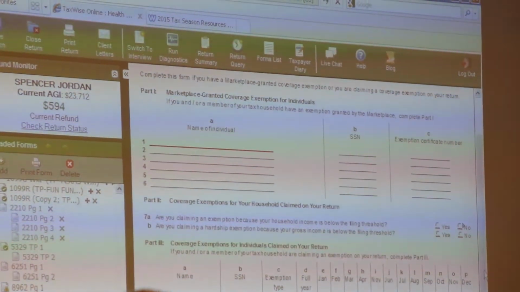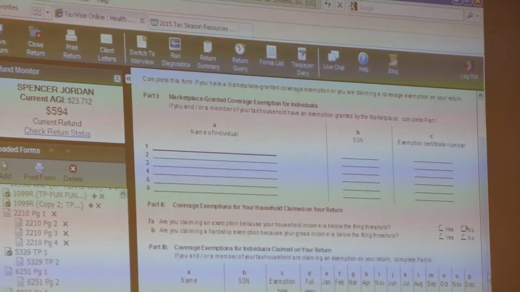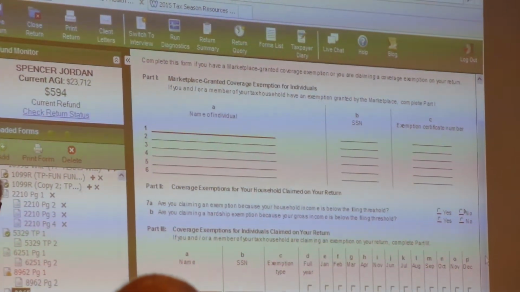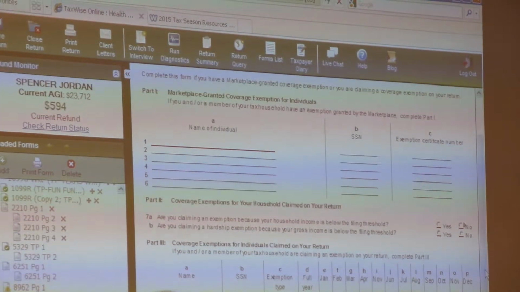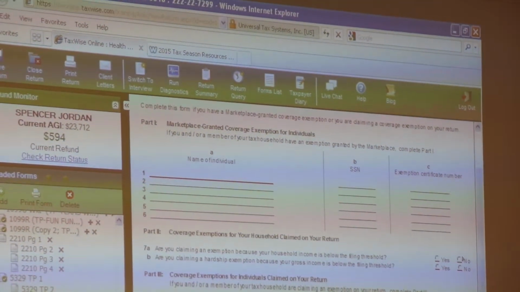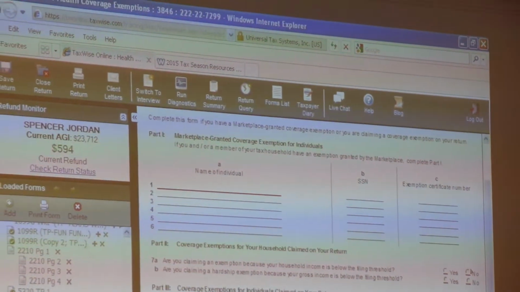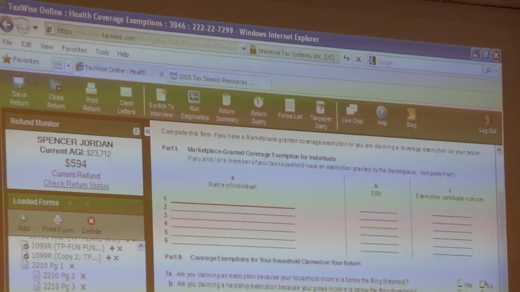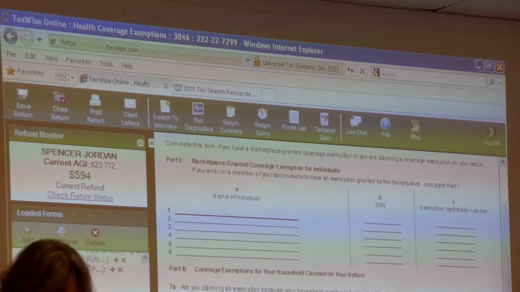And these are really important. 7A, are you claiming an exemption because your household income is below the filing threshold? So the filing threshold is in our 4012 on page A as in apple 1.